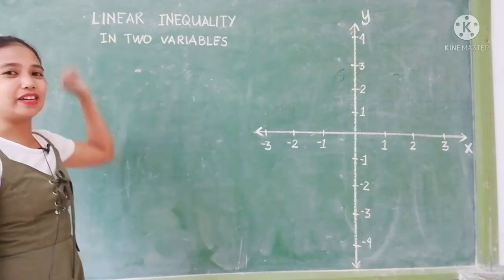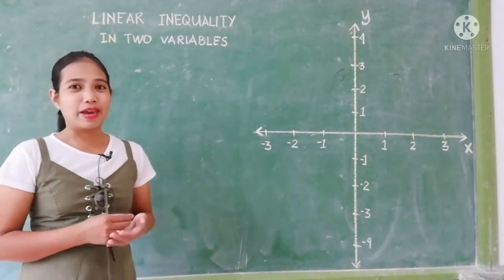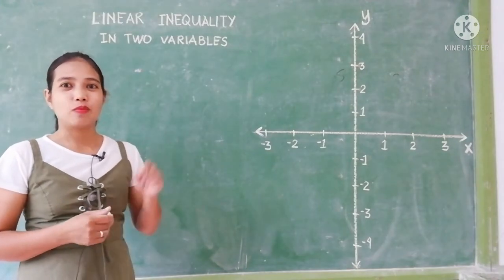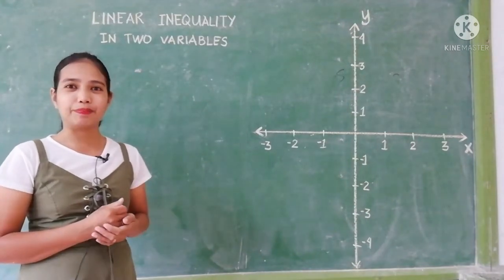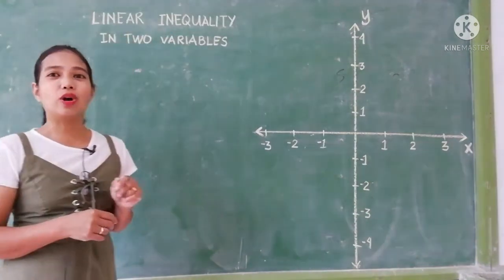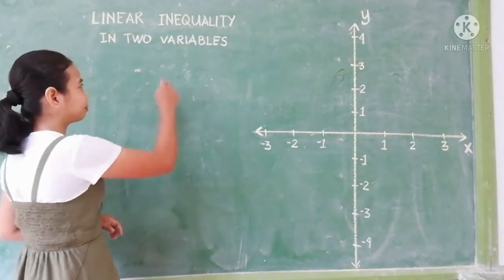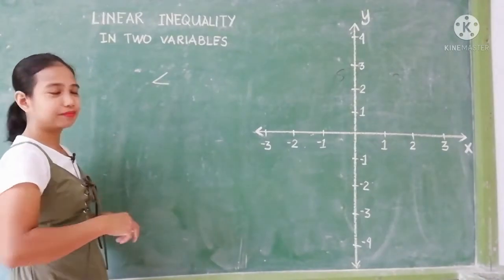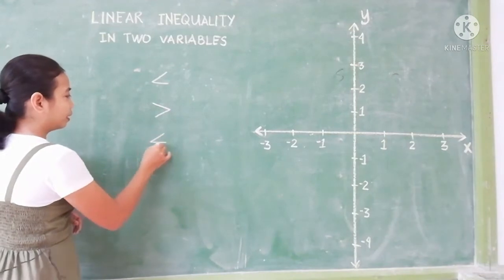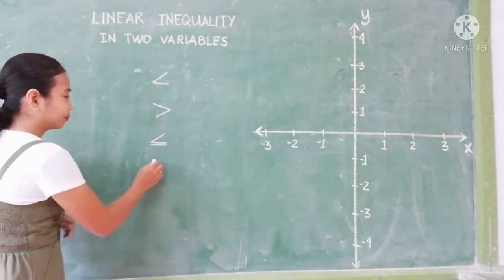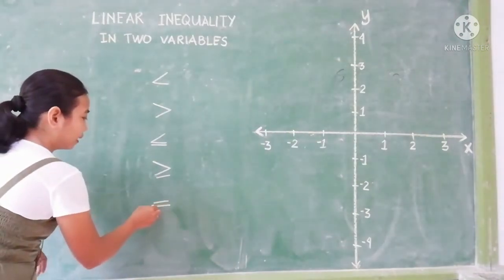Una, linear. Pag sinabing linear, ito ay ang mga mathematical statements na mayroong mga exponents which is equal to 1 or the highest exponent is 1. Inequality, ito ay ang mga mathematical statements na gumagamit ng mga symbols na less than, greater than, less than or equal, greater than or equal, and not equal.